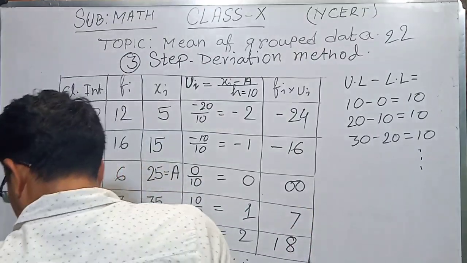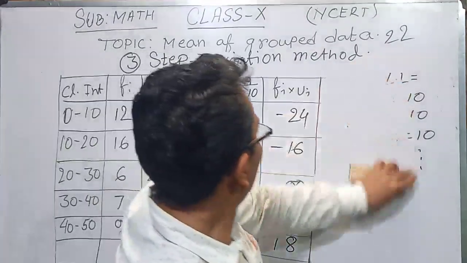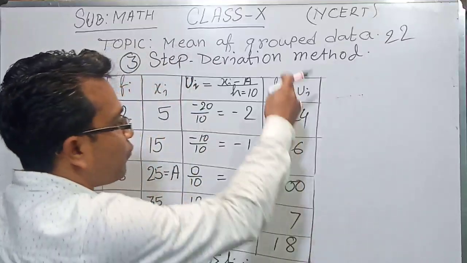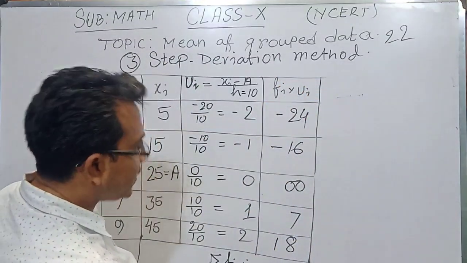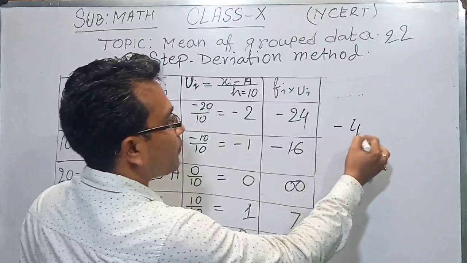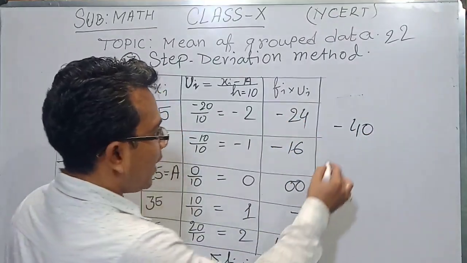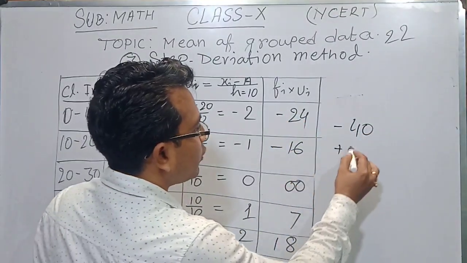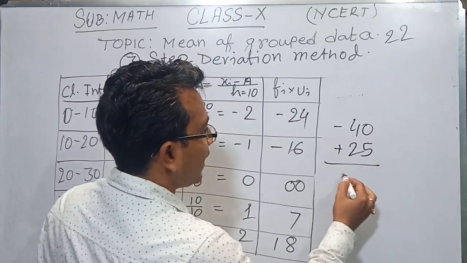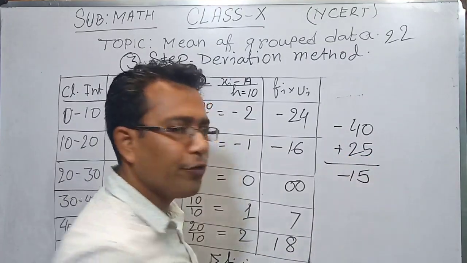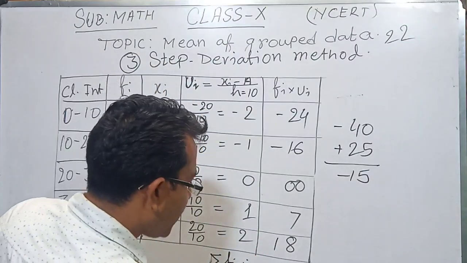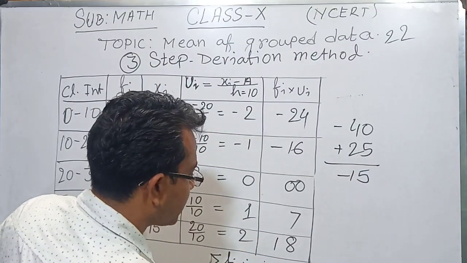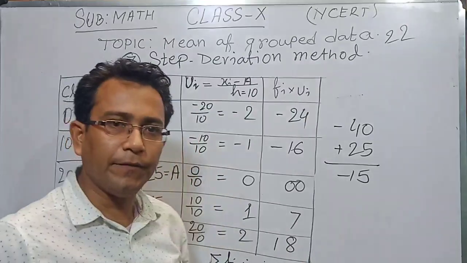Here we have to find the sum of fi into ui. Here it is equal to minus 40, and here plus 25. The result is minus 15. So now the summation of fi ui is minus 15.